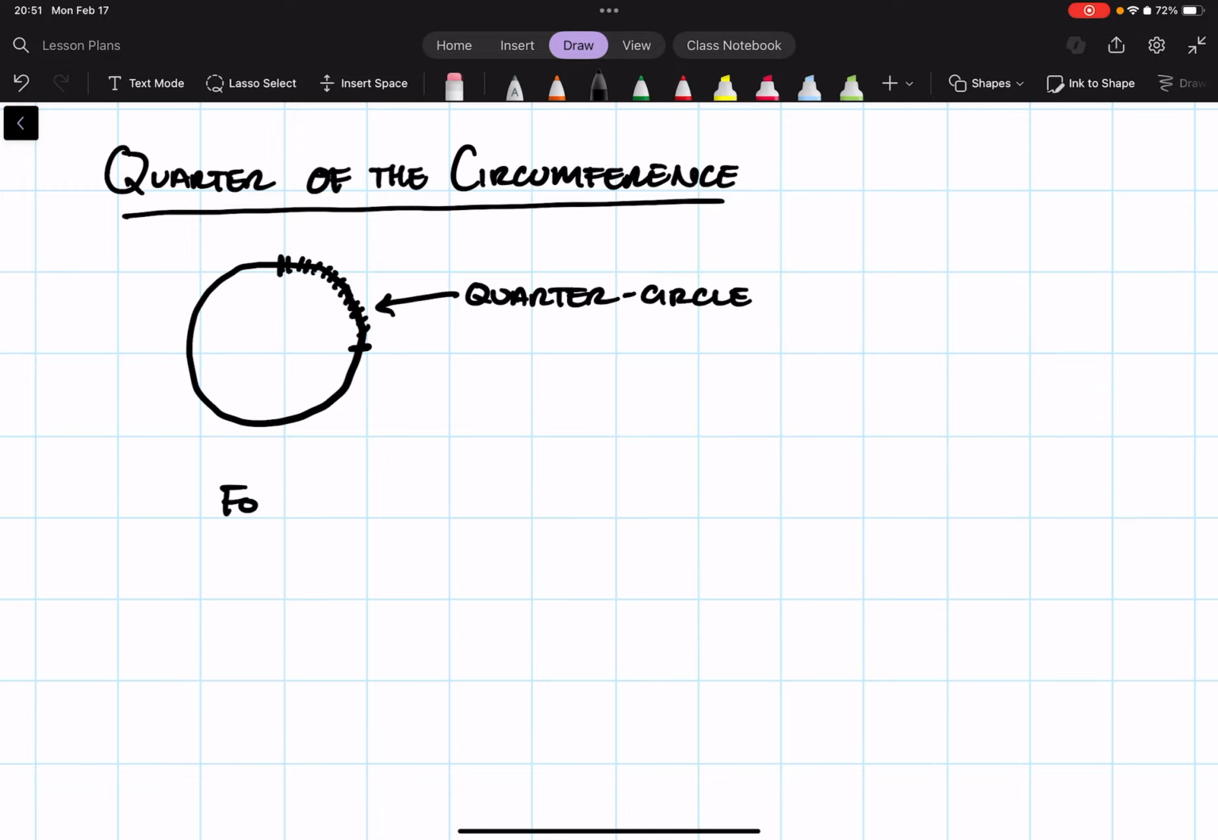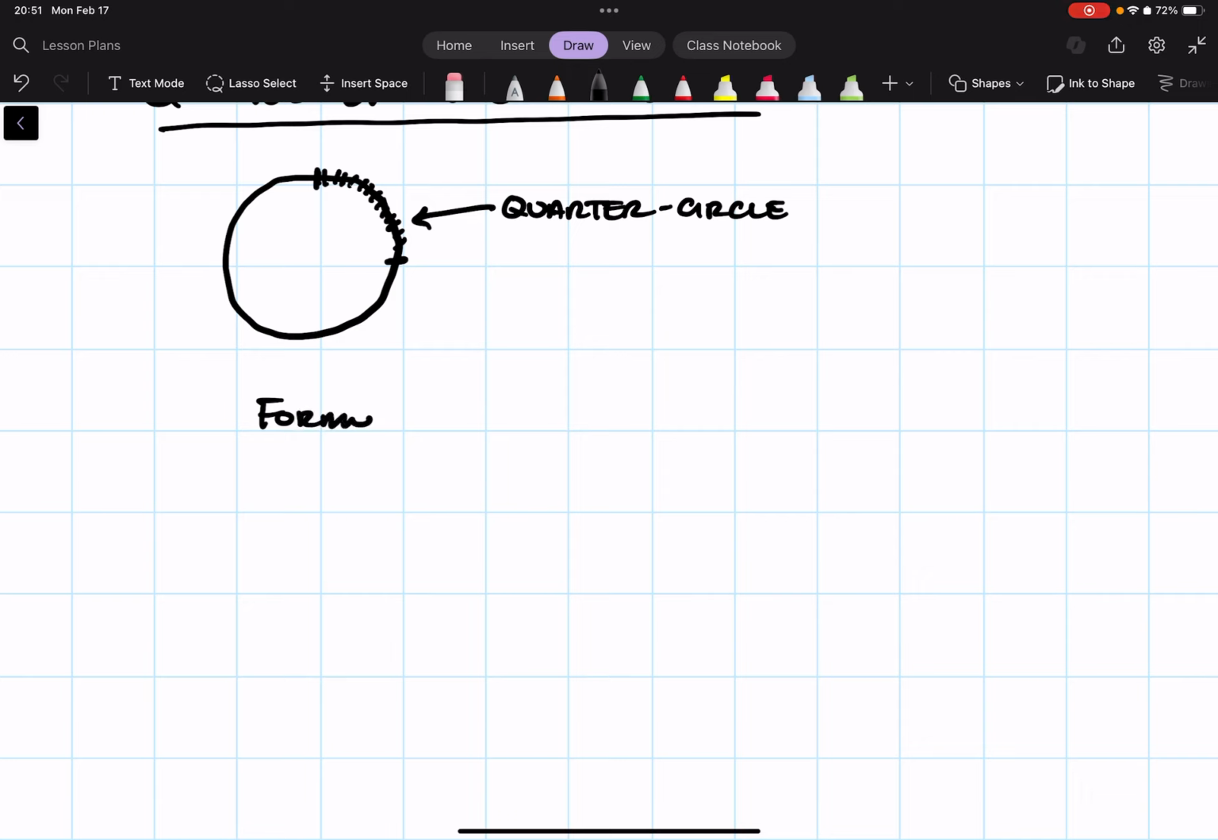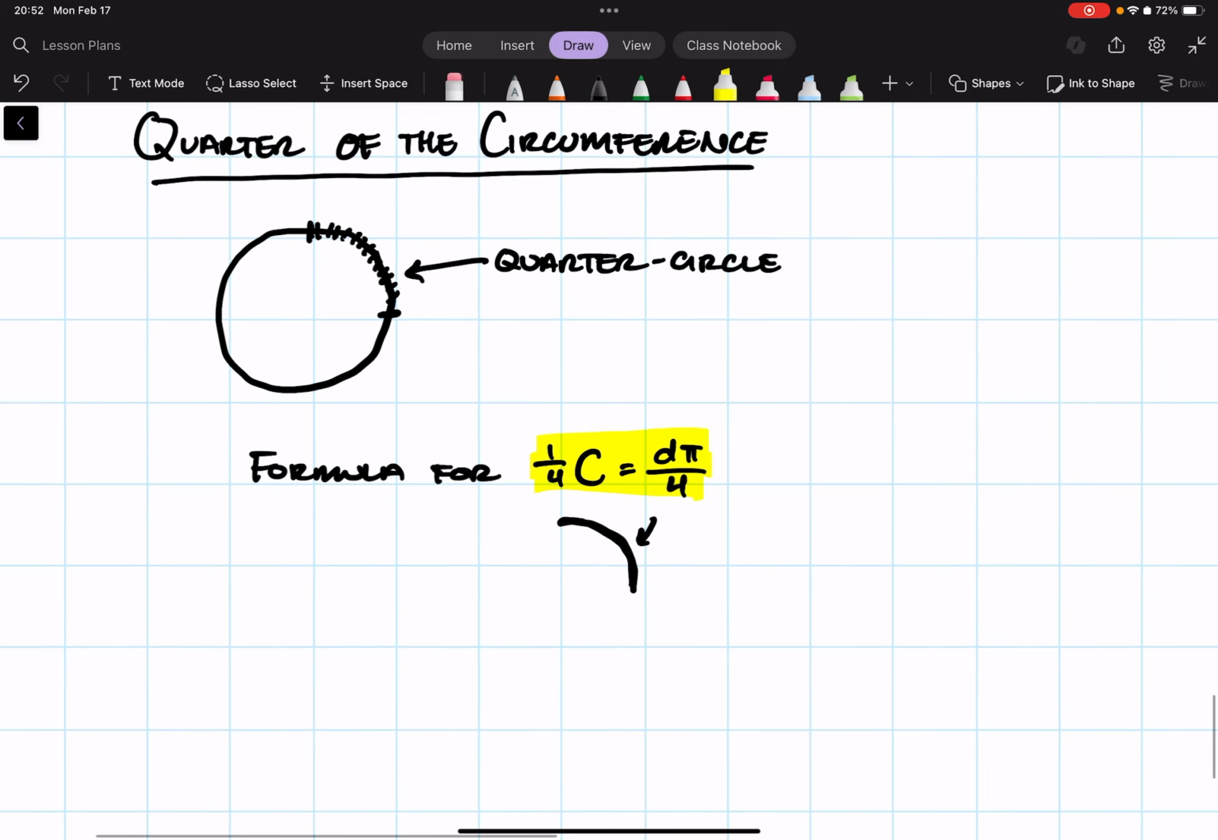And so the formula for a quarter of the circumference is now going to be the diameter times pi, which is a full circumference, divided by 4. And if you do that, then you are going to get a quarter circle like that. And I'm going to highlight this as well. All right.